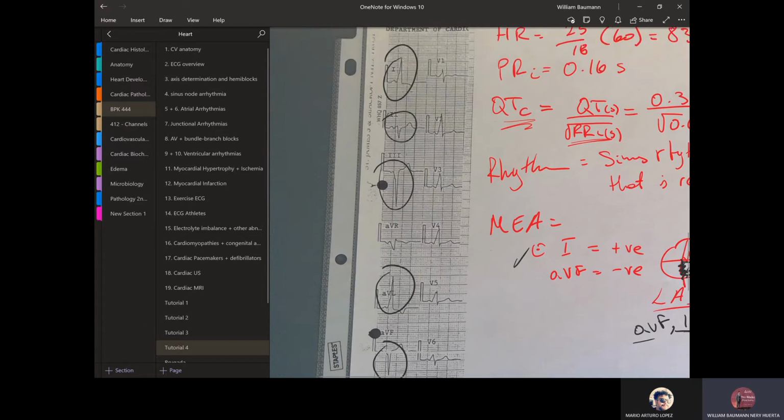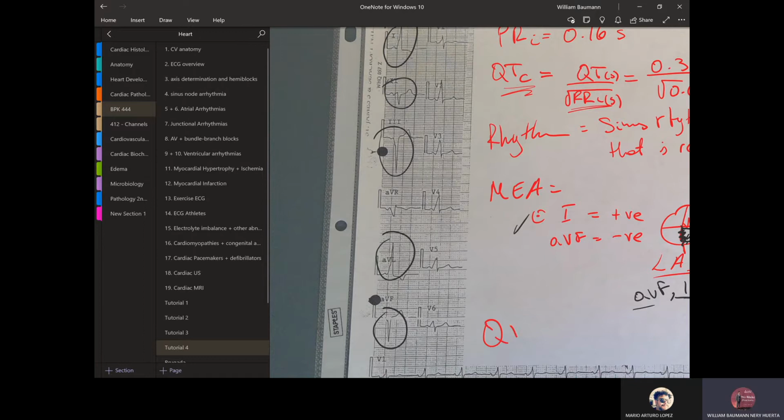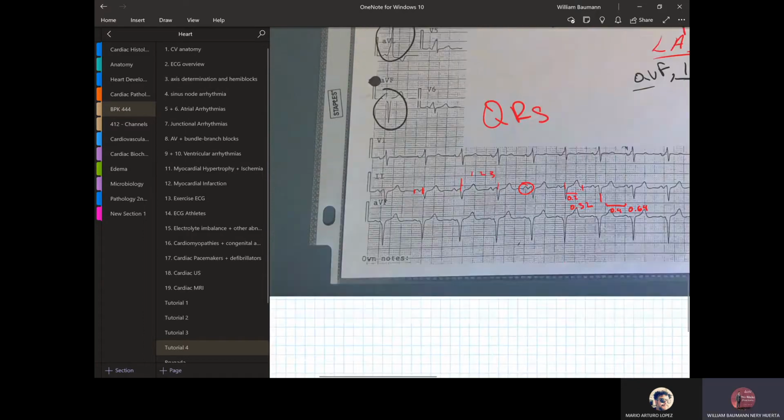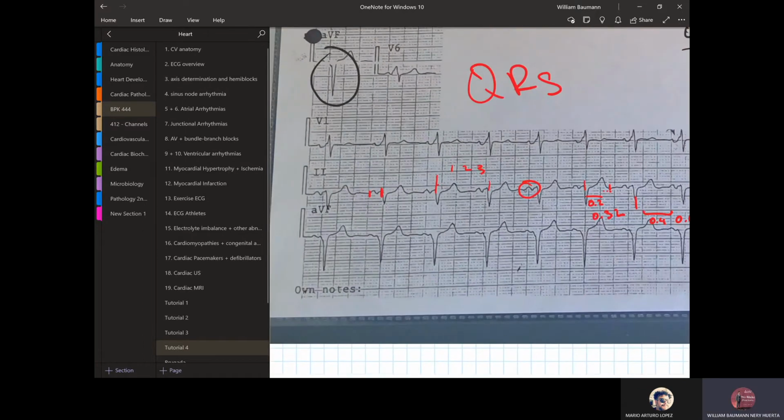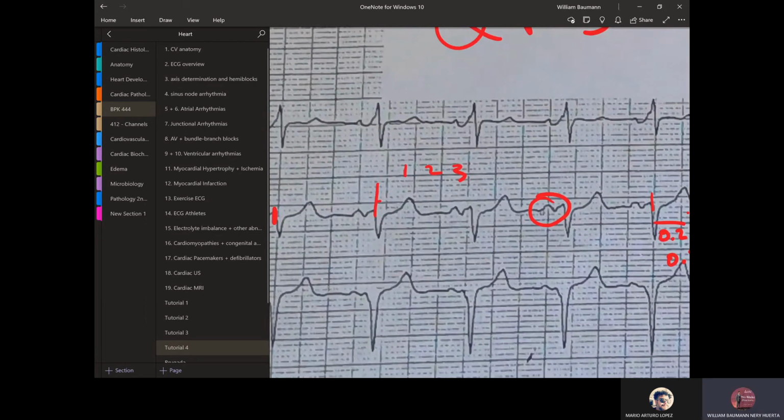Sorry, we forgot something very important. Sorry, before we do this, I forgot about our QRS. Let's look at our QRS because I'm looking at it and they don't look so good. What is our QRS complex, from here to here? How wide is it?